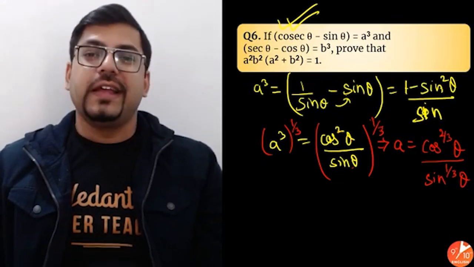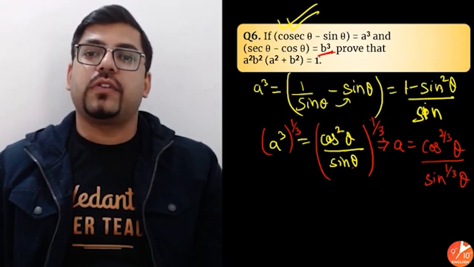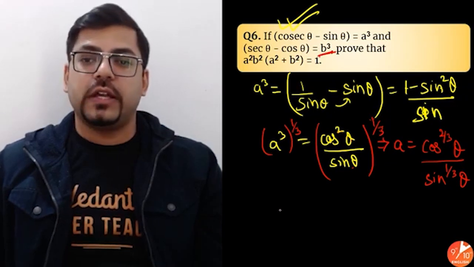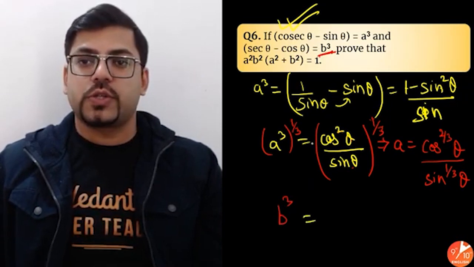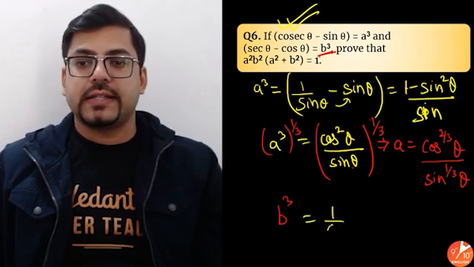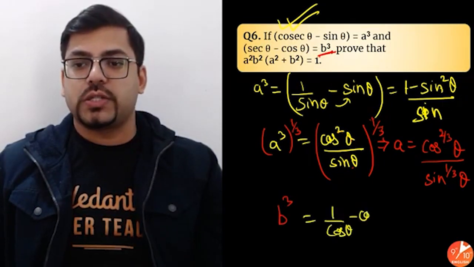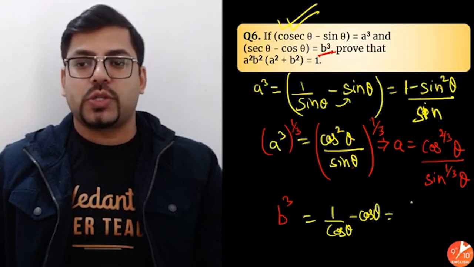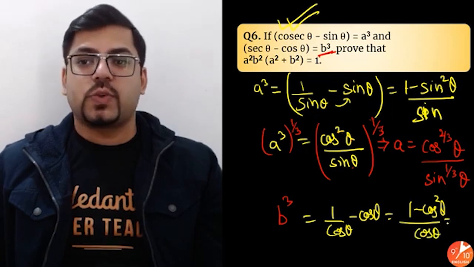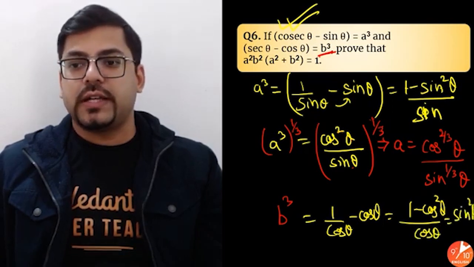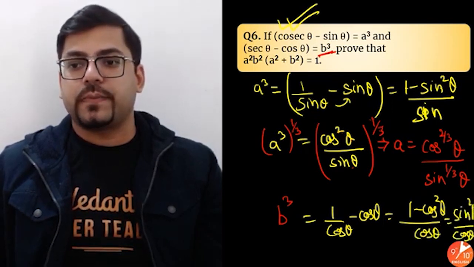Fine, cool. In the same fashion, you have to think for b cube as well. So in here also you will write that b cube is equal to sec theta minus cos theta, which is 1 by cos theta minus cos theta. You will take the LCM, 1 minus cos square theta divided by cos theta, which is nothing but sine square theta divided by cos theta.